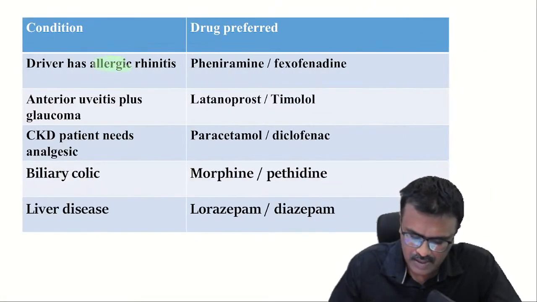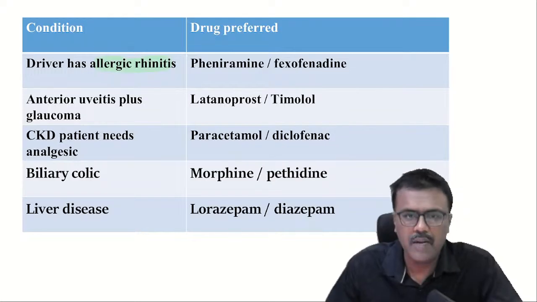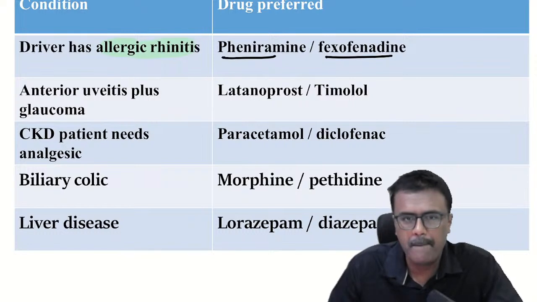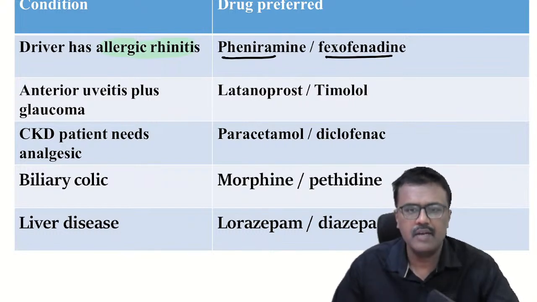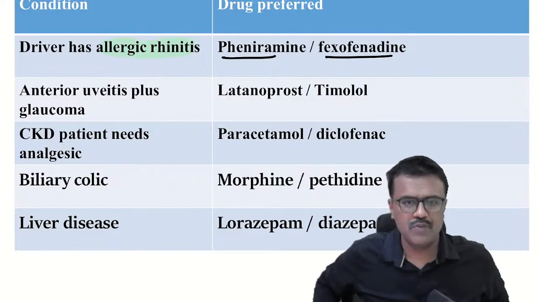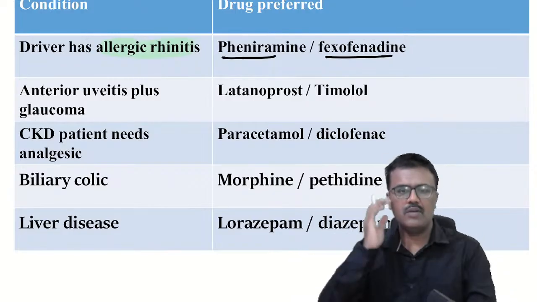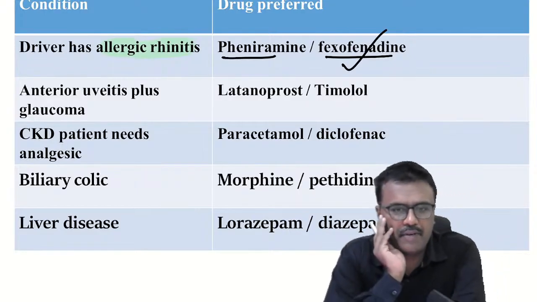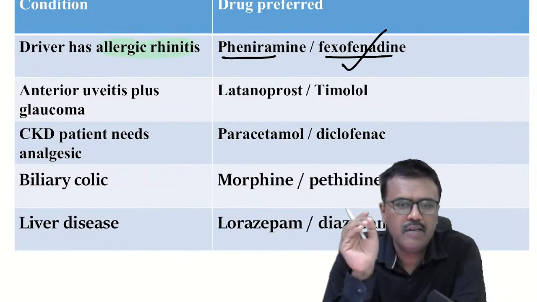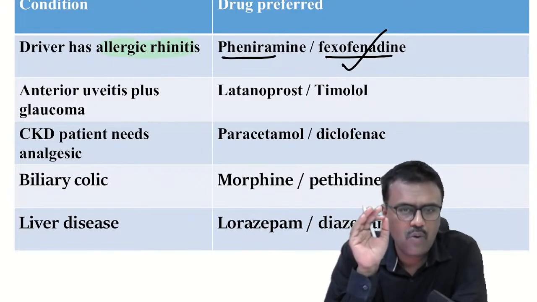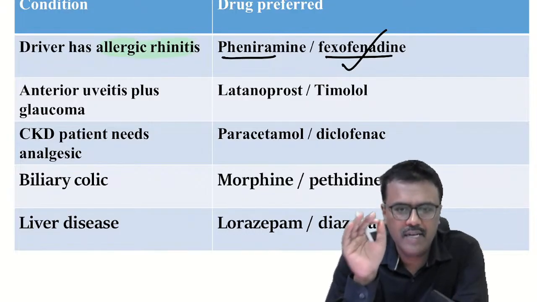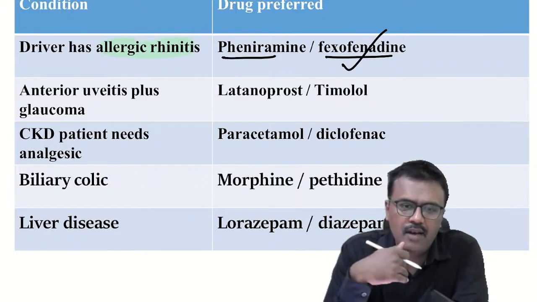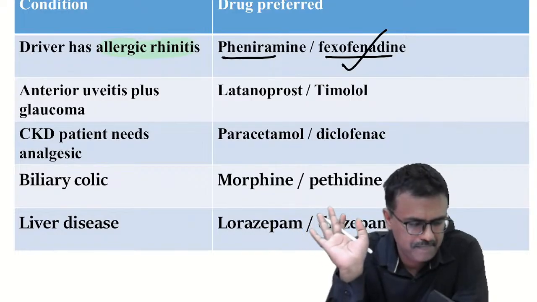A driver has allergic rhinitis and you want to prescribe an antihistamine. So will you prescribe pheniramine or fexofenadine? A driver requires alertness while driving, so I have to give an antihistamine which doesn't cross the blood-brain barrier. That is a 2nd generation antihistamine, which I will prefer. Why not pheniramine? It's a 1st generation antihistamine which crosses the blood-brain barrier and causes sedation. And you know, if a driver sleeps while driving, he will make others sleep permanently. That's why.